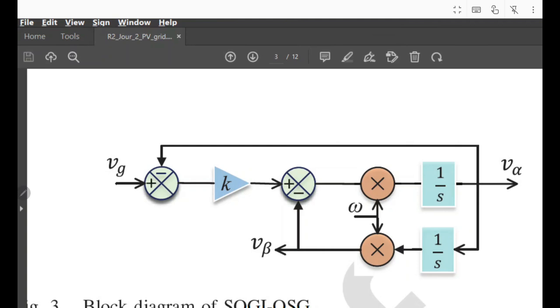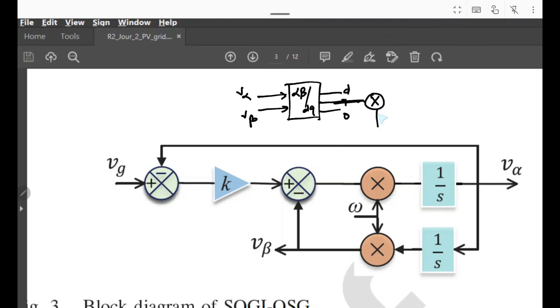And these two signals are given to the alpha beta to DQ frame. So this is V alpha and this is V beta, and that is feeding to the alpha beta to DQ0 frame. When it is converting, the Q axis equals 0, then that is subtracted from 0, the reference; this is the actual value, and it is fed to the PI controller.